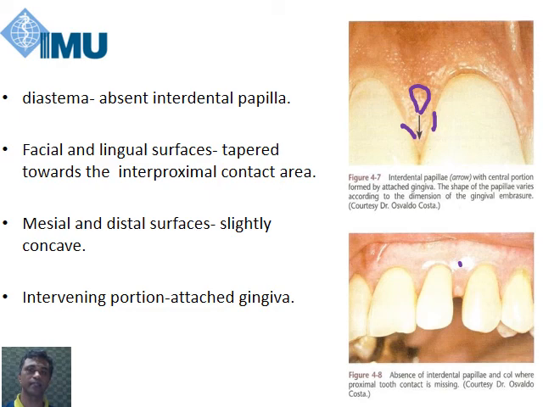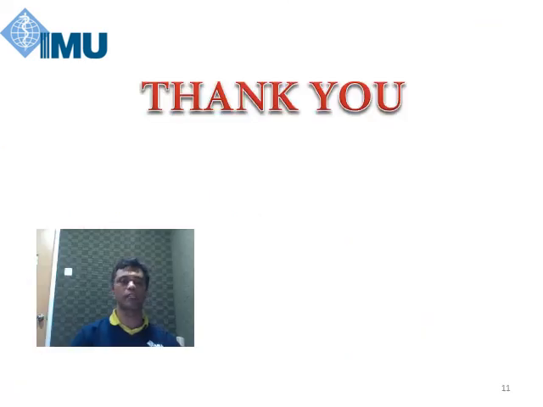So this attached gingiva has stippling. You can see the small dots here. These are called stippling, which is a characteristic of attached gingiva. So a small portion of this is present in the interdental papilla. So this describes a small lecture on the marginal gingiva, which also forms the interdental papilla. We'll see in future lectures on other parts of gingiva. Thank you.